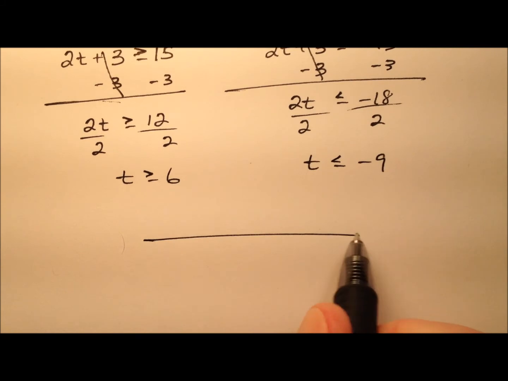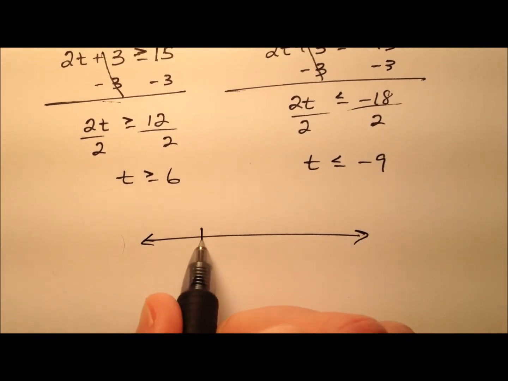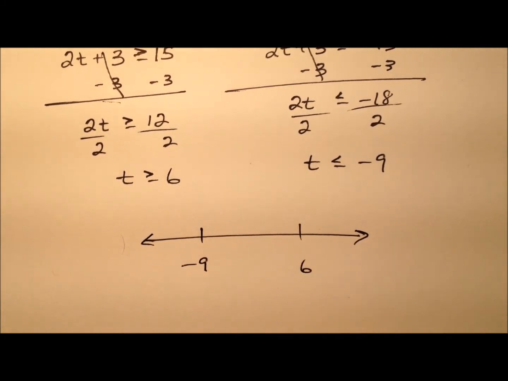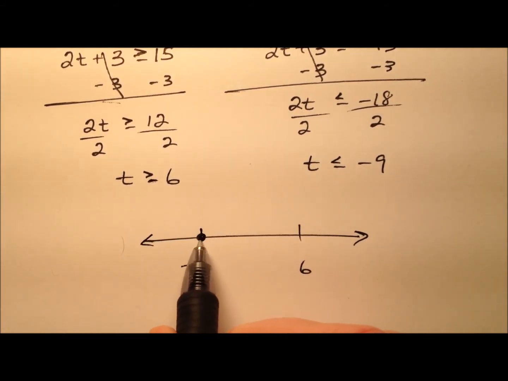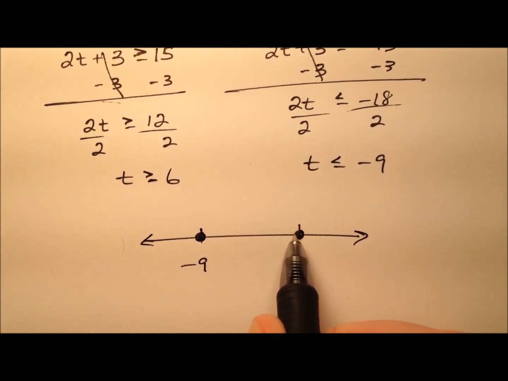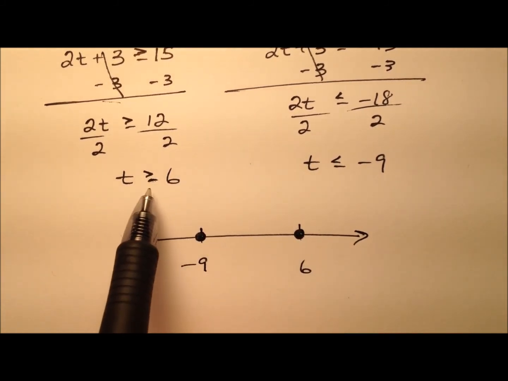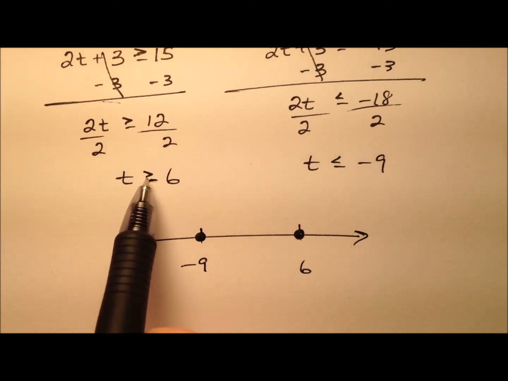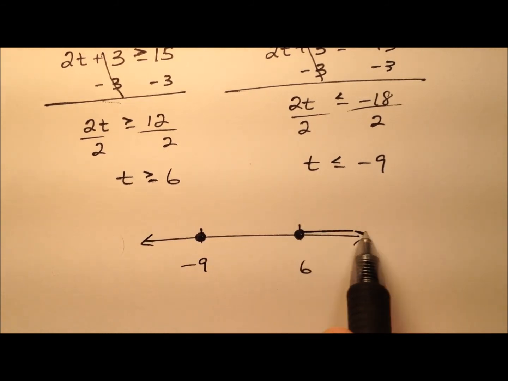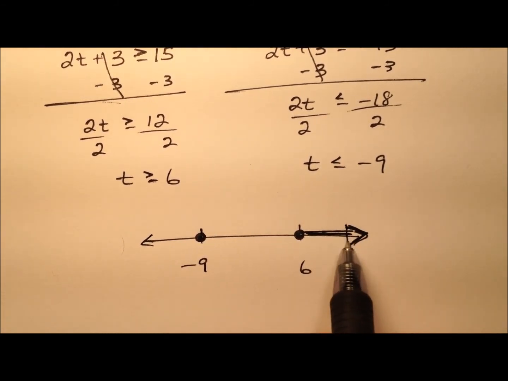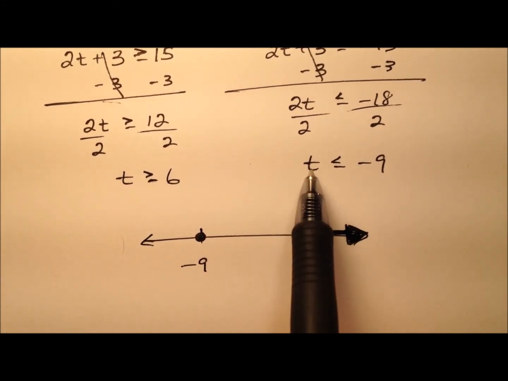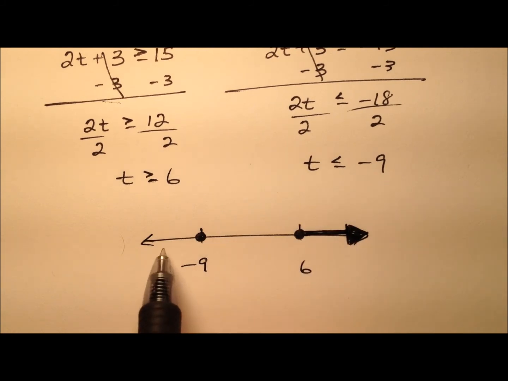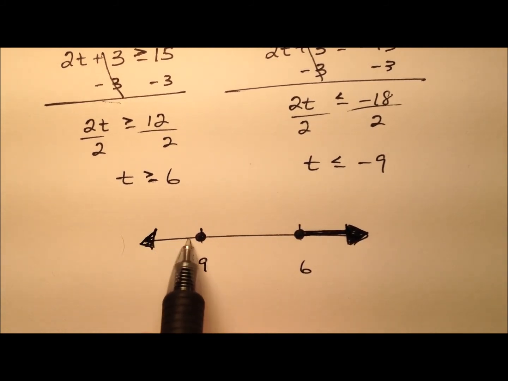So let's look at the graph of this. I have the -9 down here, the 6 up here. I'm going to have closed circles since it's equal to on both of those. So closed at -9 and closed at 6. From 6, we're saying that t is greater than or equal to, so we're coming this way. We can graph it just like that. And this one is t is less than or equal to -9, so we're going to be coming over here to the left side.